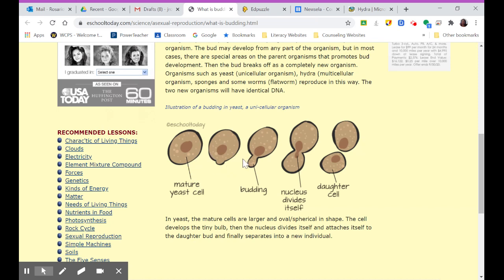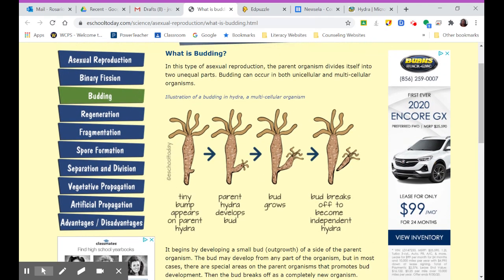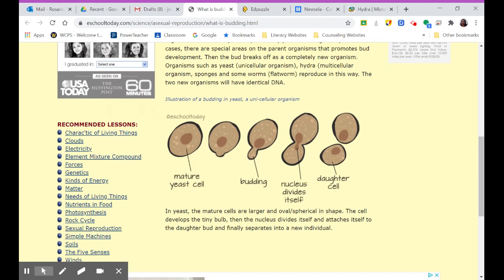So you see here it's attached. It divides into two, right? It's no longer just the little edge here, it divides into two parts, and then eventually it's going to become just like this one, the daughter cell. And they look exactly alike. So this is an example of unicellular, a one-celled organism that reproduces through budding. So as you saw, the hydra is multicellular, has many cells, and it uses budding. And then there is yeast, a unicellular organism that reproduces through budding as well.